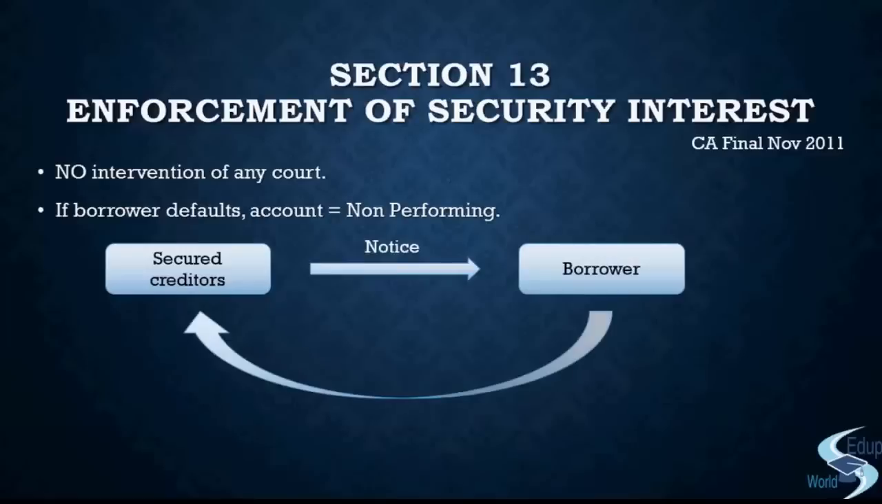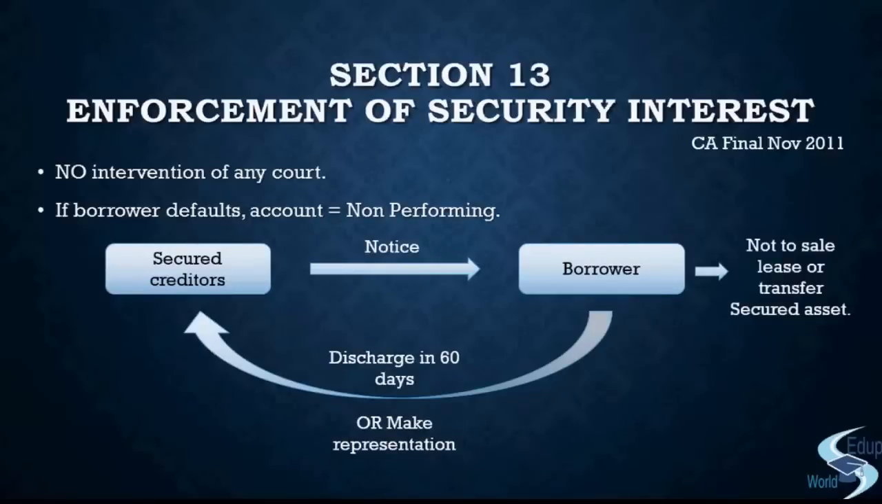So this is the procedure, if you can see on the screen, right? The secured creditor giving notice to the borrower needs to discharge in 60 days, and if not, they can make a representation. That is another option, right? And then we can also see that once the borrower receives a notice from the bank, then the borrower will not be able to sell, lease or transfer the secured asset.